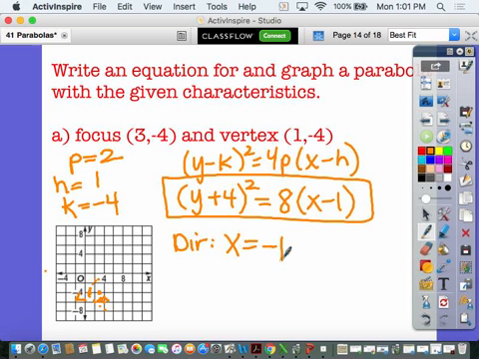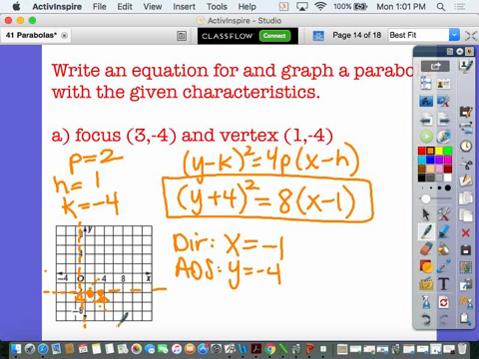X equals negative 1, because that has to be the same distance away. And what's our axis of symmetry? Y equals negative 4. Okay, and I know I probably should have used orange. I probably should use different colors because I know it's kind of hard to see. I have to open up to the right.